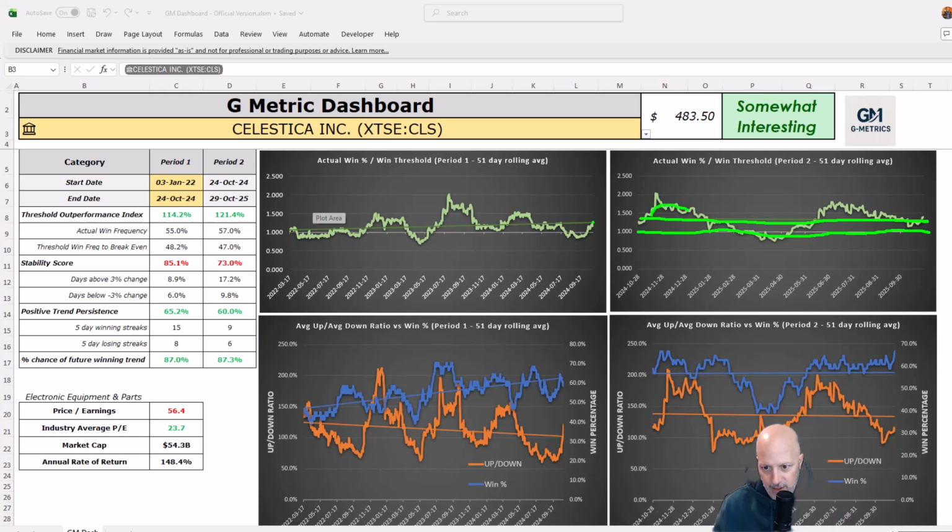I look at the data points. I'm getting too cluttered here. I look at the standard deviation of all these data points. I look at the last data point over here, and then I calculate statistically what is the likelihood of a continued positive trend, so that it will continue to win more than it needs to keep going up. And that gives me our 87.3% number here.